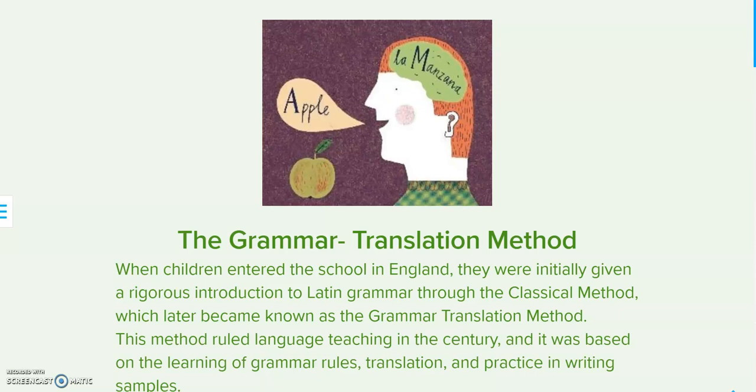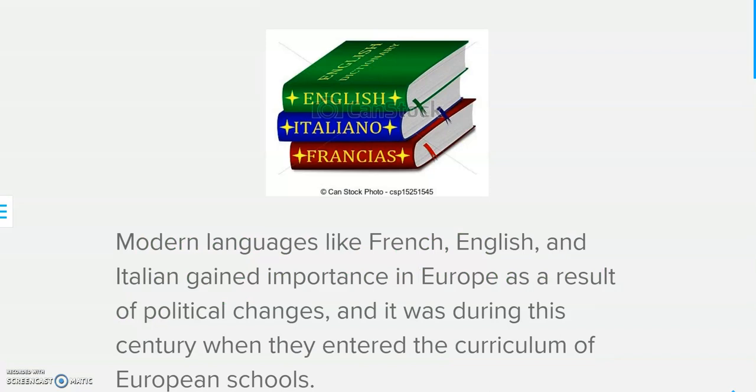During these years and the following centuries, children entered school in England, and they were initially given a rigorous instruction in Latin through the classical method, which later became known as the grammar translation method. This method ruled language teaching, and it was based on learning grammar rules, translation, and practicing writing samples. However, as modern languages gained importance in Europe, as a result of political changes, they entered the curriculum of European schools, but they were taught using the grammar translation method too.